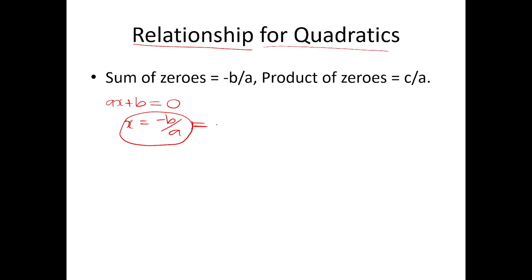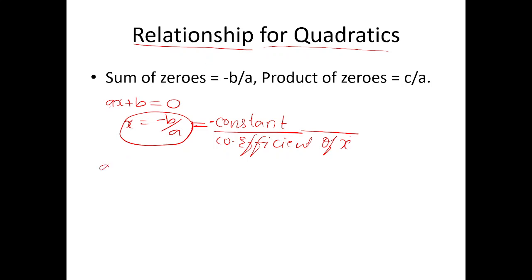Here minus b is what? That is the constant term. Minus constant divided by a is what? Coefficient of x. Right? This is for linear.